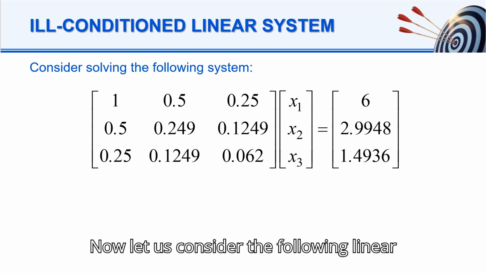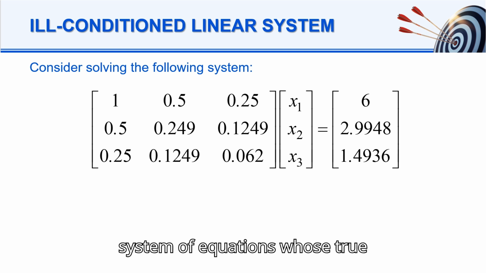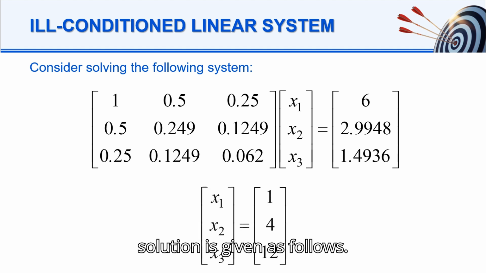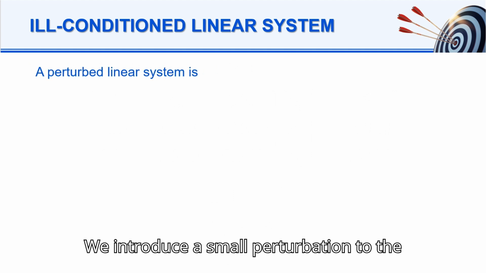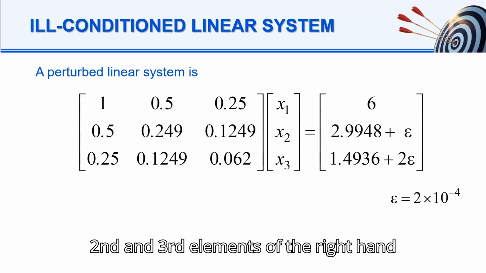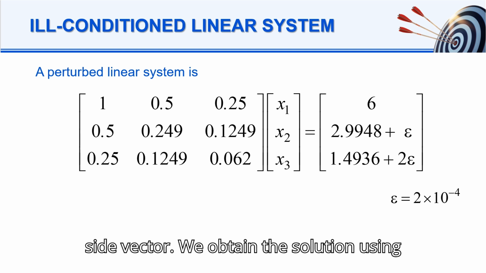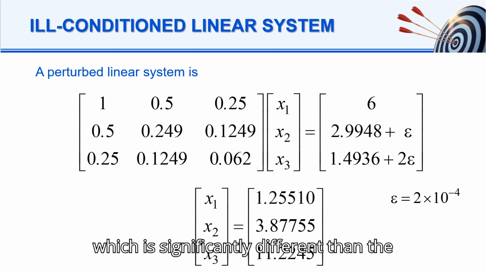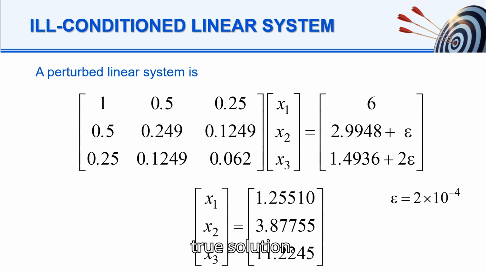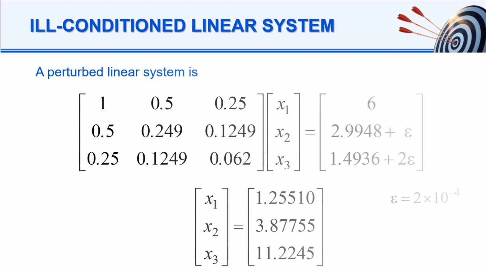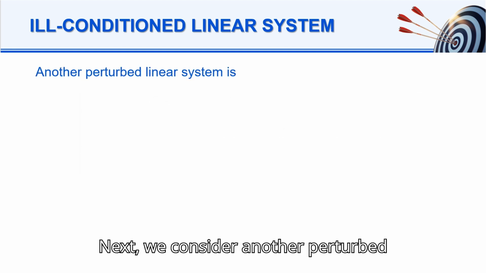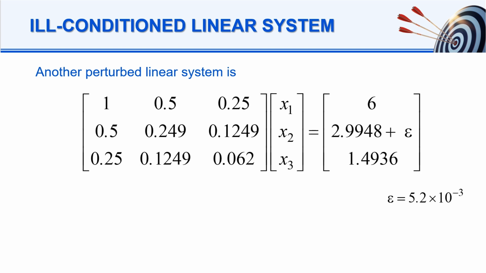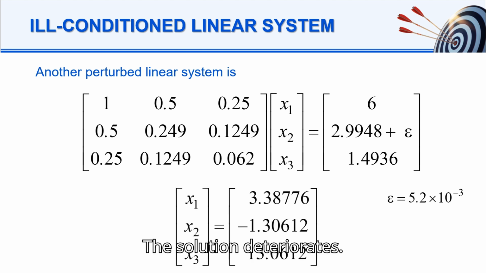Now let us consider the following linear system of equations, whose true solution is given as follows. We introduce a small perturbation to the second and third elements of the right-hand side vector. We obtain the solution using double precision to yield the following, which is significantly different than the true solution. Next, we consider another perturbed linear system. The solution deteriorates.